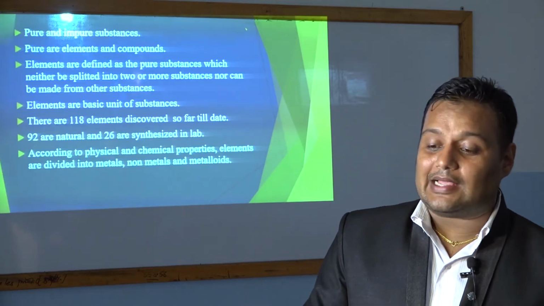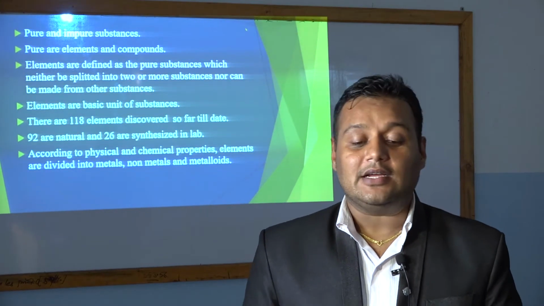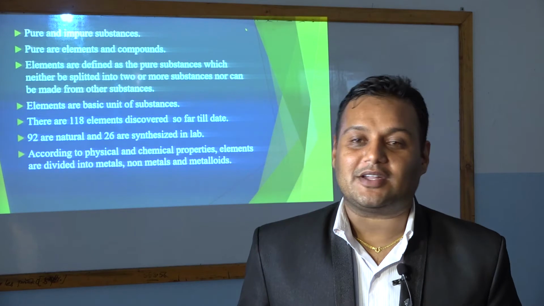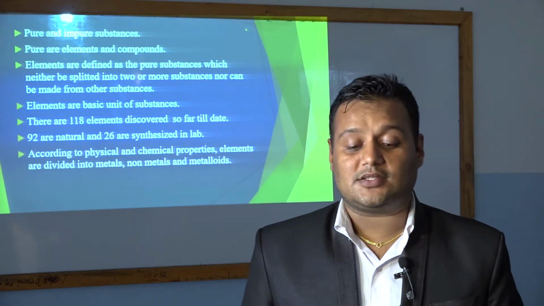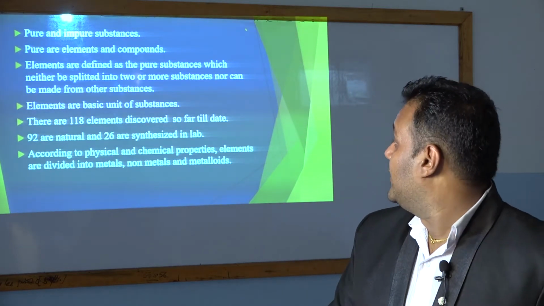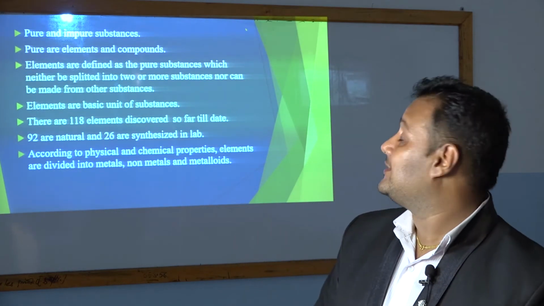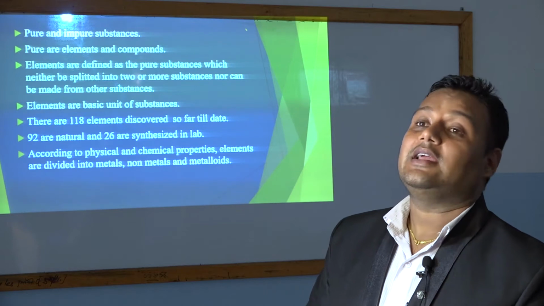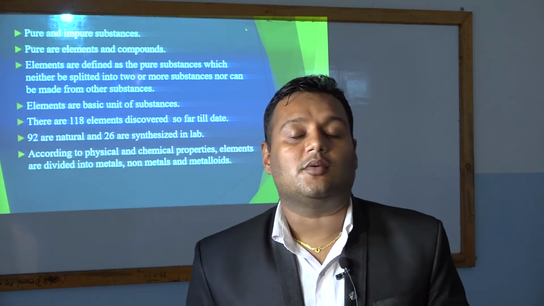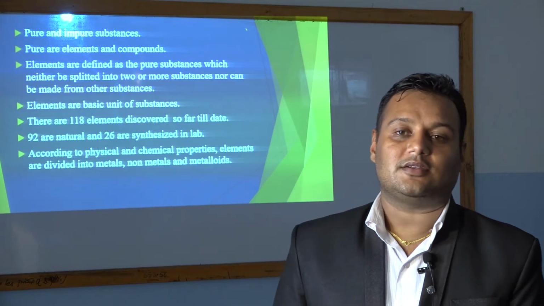In the last class we read about substances. Substances are classified into pure and impure. Pure substances are elements and compounds. Elements are those pure substances which can neither be split nor be made from other substances. Similarly, like the cell is the structural and functional unit of life, the element is the basic unit of substances. In the world we have 118 elements so far.